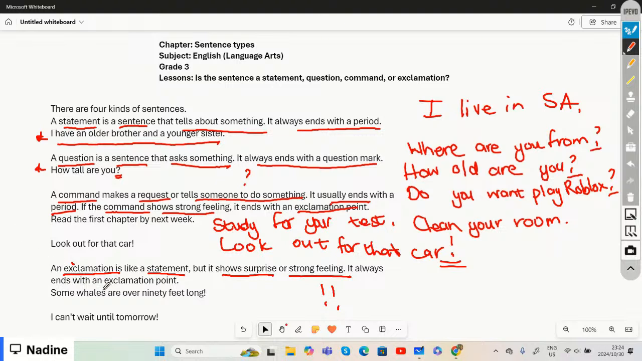So, we said an exclamation always ends with an exclamation point. Always. And if we look at an example, it says some whales are over 90 feet long. If you find out for the first time that a whale is over 90 feet long, and you're telling somebody else, like, I just read a book, and some whales are over 90 feet long. Wow! Because you are expressing yourself.